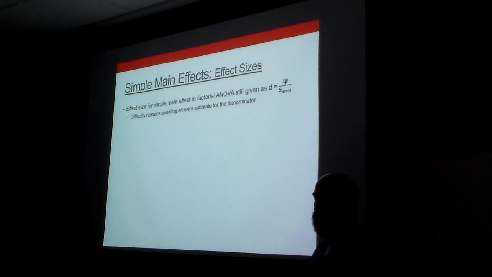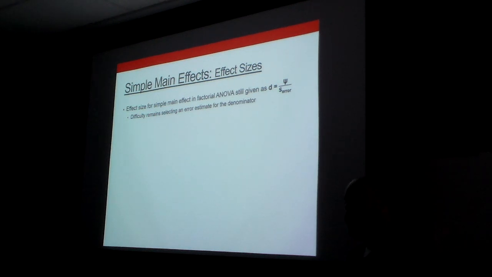Okay. So we're talking about simple main effects. This is when we're getting into our interaction terms, starting to tease things apart. We also run into some issues if we're looking at our effect sizes for our simple main effects in our factorial design. Again, we're still going to calculate these as the value of our contrast over some standard deviation error estimate.